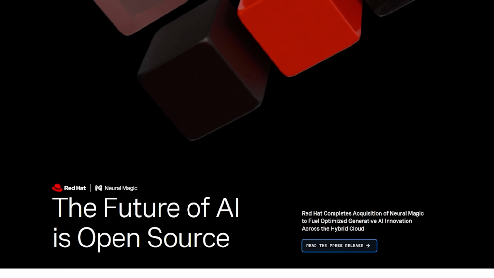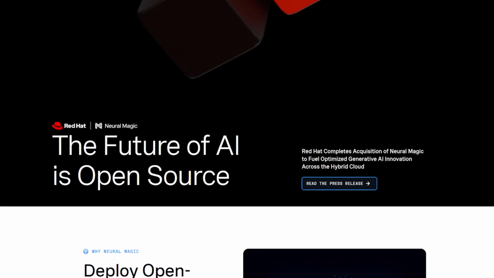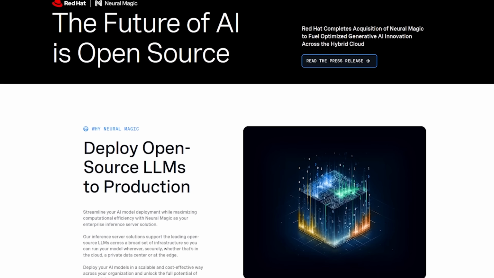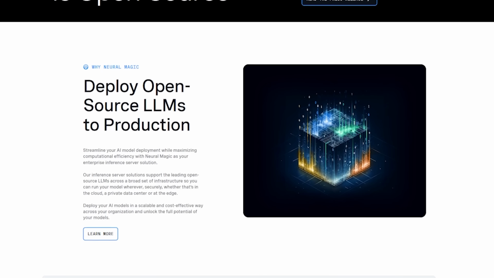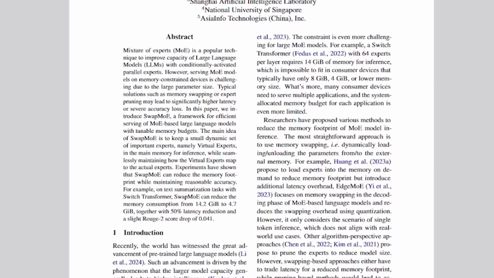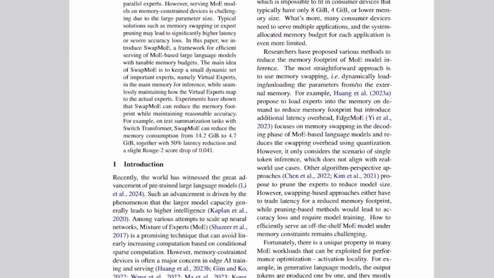But there's a lot of work being done by a lot of different teams with a lot of different approaches to try to make this more efficient. Neural Magic, IBM just bought them. That's one approach. There's a lot of papers that are working on other ways of approaching that. Swap MOE, I think, is one paper that looks really promising.